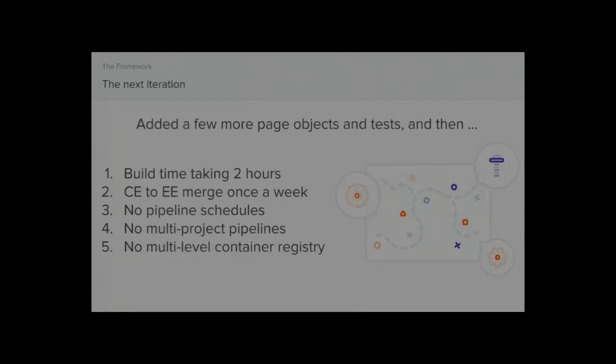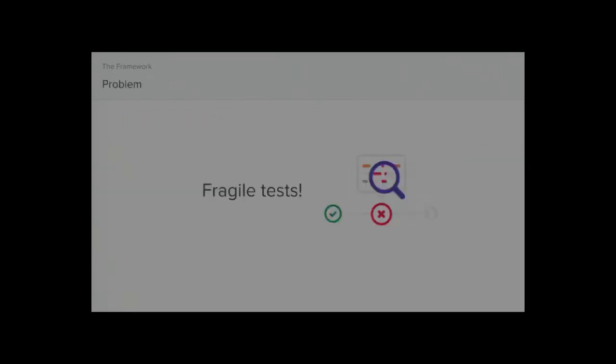But first we had to solve a problem of merging GitLab Community Edition to get GitLab Enterprise Edition, because the merge was happening once a week, which caused a fragile test problem. So there are multiple definitions for fragile tests. My definition is that you have fragile tests when your tests are not able to adapt to changes in your code base. So whenever you change something in the code base, you constantly need to update tests. So imagine a scenario like when some developer changes page layout in GitLab.